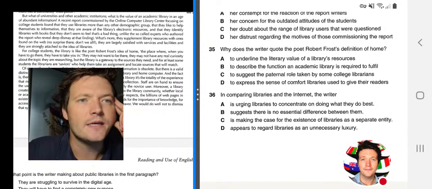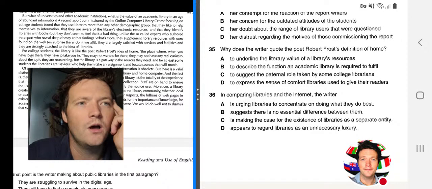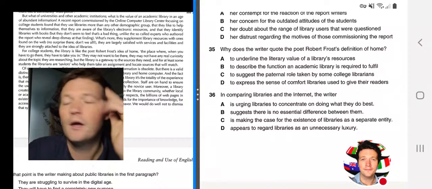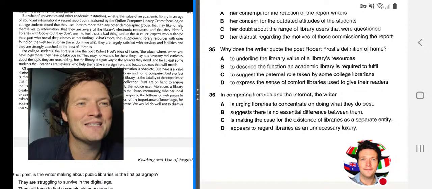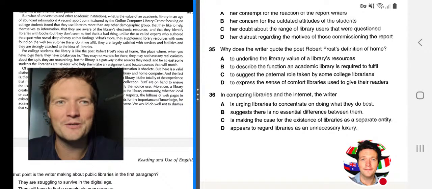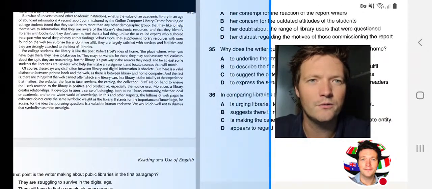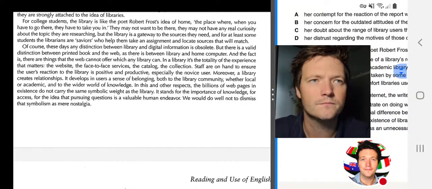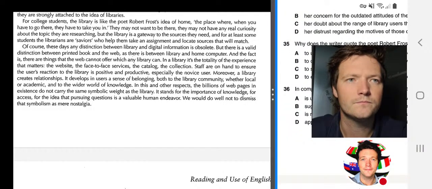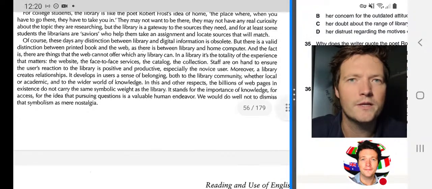Final question. It says, in comparing libraries and the internet, the writer is urging libraries to concentrate on doing what they do. But I'm not reading the options. In comparing libraries and the internet, the writer what? What is the writer doing in comparing libraries and the internet? So I think we're going to be looking at the final paragraph. And let's just go for it here.